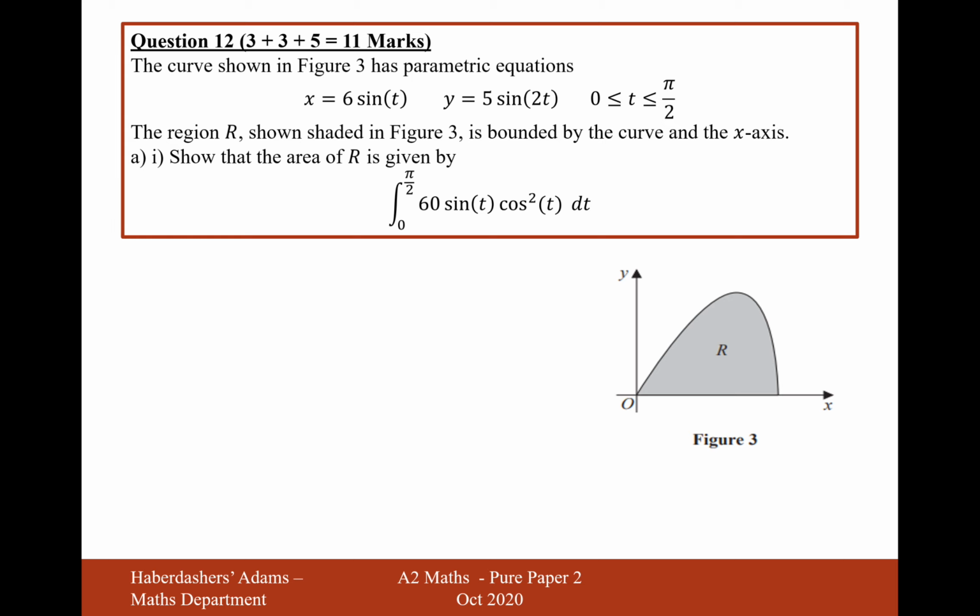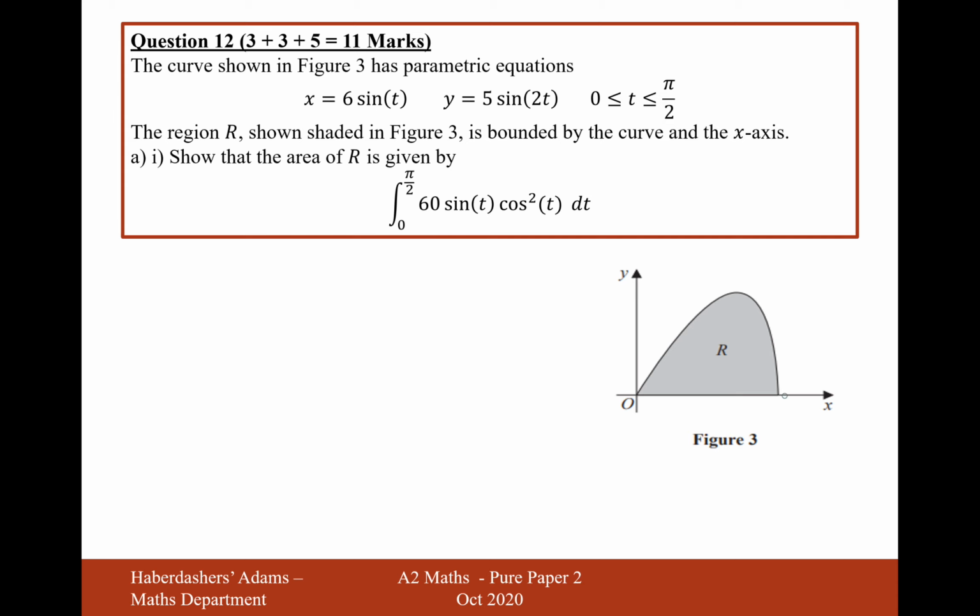The curve shown in figure 3 has parametric equations x equals 6 sine t and y equals 5 sine 2t between 0 and pi by 2. The region R shaded in figure 3 is bounded by the curve and the y-axis, and by the curve and the x-axis. Show that the area of R is given by this expression here.